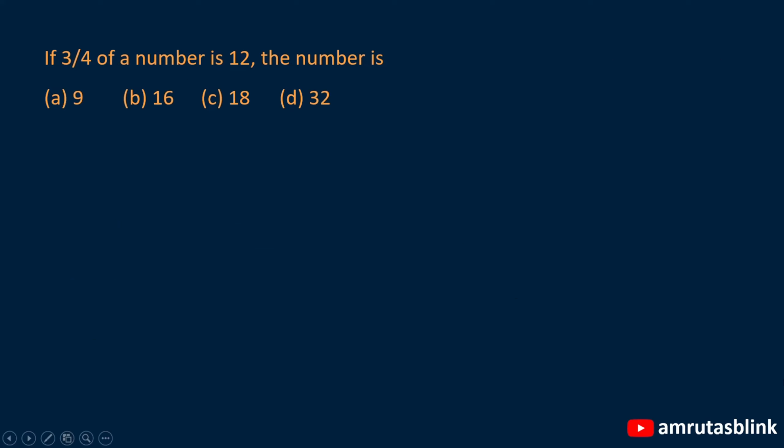We'll move to the next problem. If 3/4 of a number is 12, then the number is. Now let's say you have a certain number and 3/4 of that number is given as 12, and we need to find out what that number is. First of all, let's assume that the number is x. Now how do you find 3/4 of any number? You multiply that particular number by 3/4.